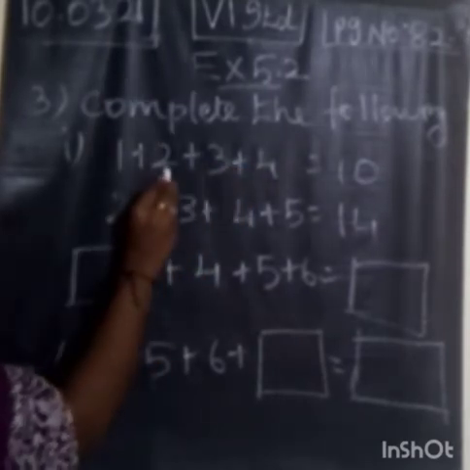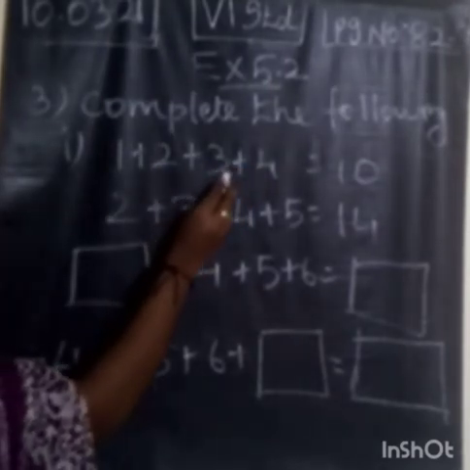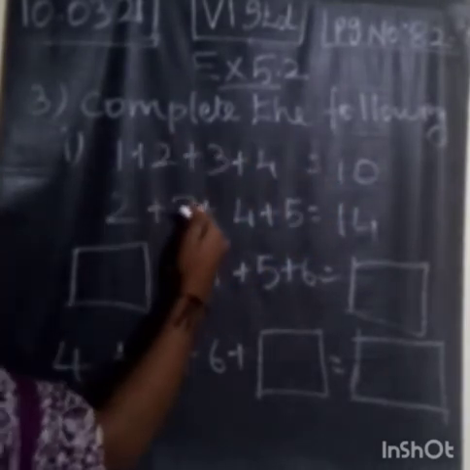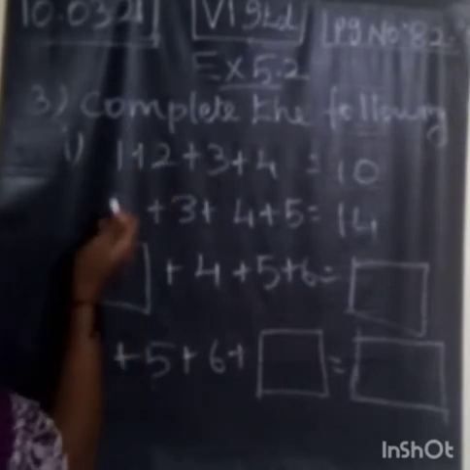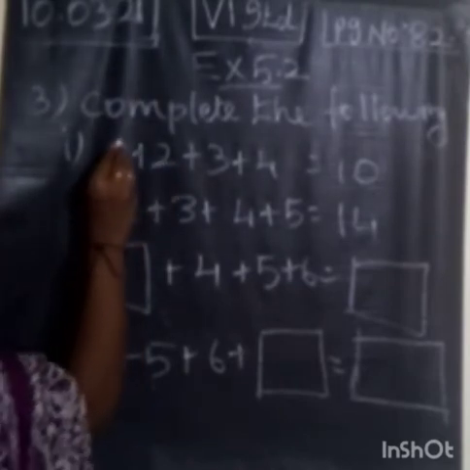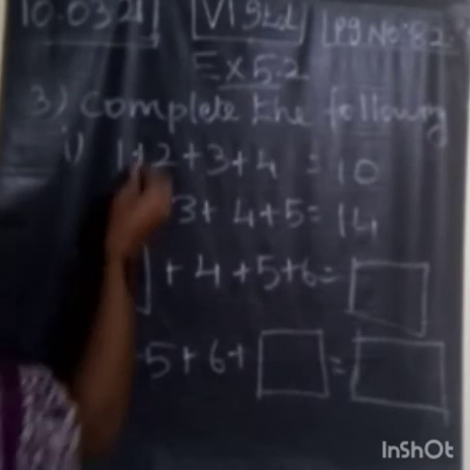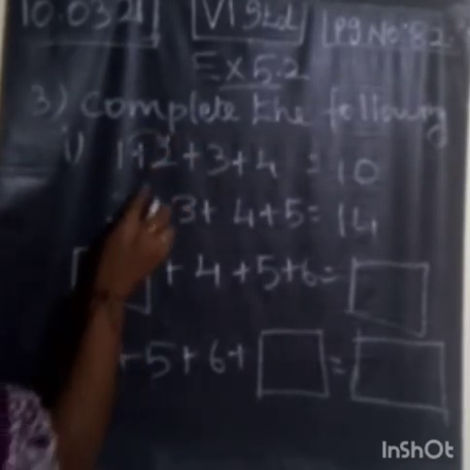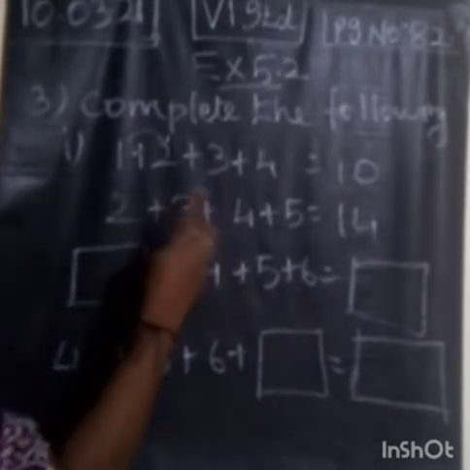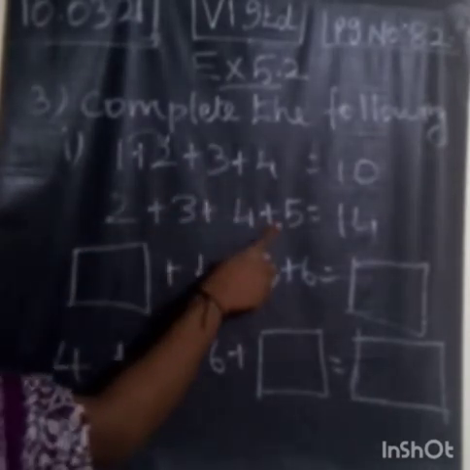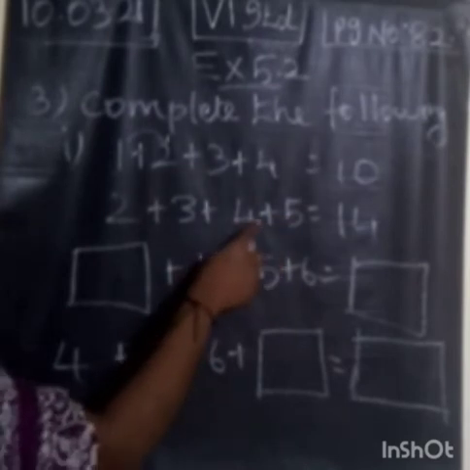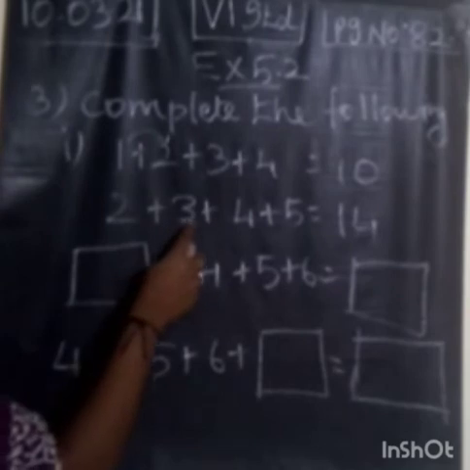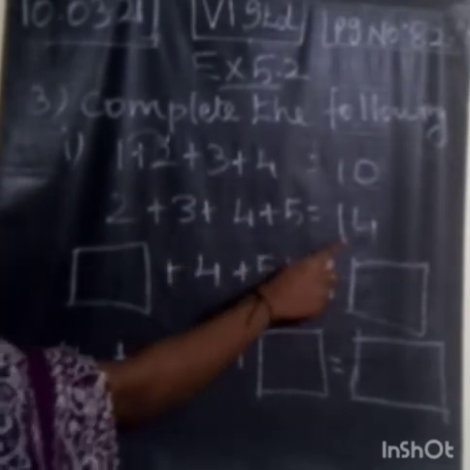So 1 plus 2 equals 3, 3 plus 3 equals 6, 6 plus 4 equals 10. In the next step, the numbers start with the next number, that is 2: 2 plus 3 plus 4, and the next number after 4 is 5. Adding these values, 2 plus 3 equals 5, 5 plus 4 equals 9, 9 plus 5 equals 14.